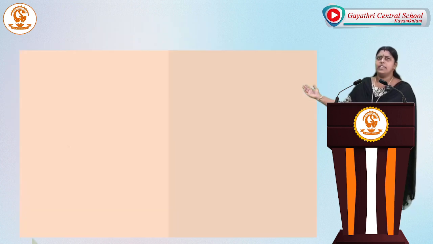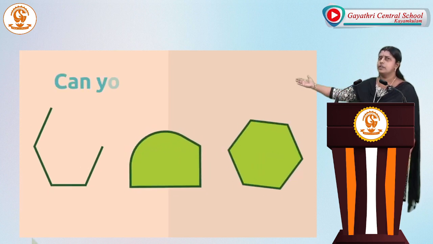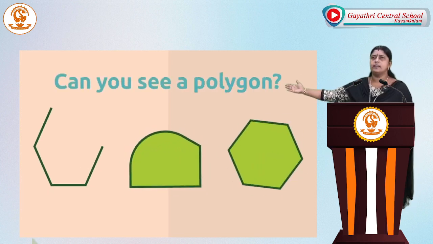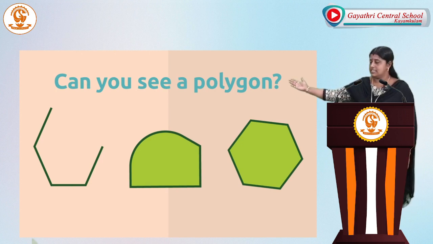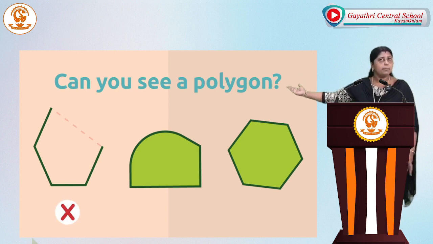Okay, see some figures here. Can you see a polygon here? Yes, ma'am, the first figure. Can you see the first figure? No, ma'am. This one is not a polygon.